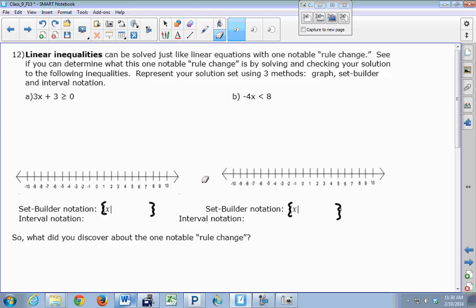There's one difference between solving inequalities and solving equations. So you could think of this as 3x plus 3 equals 0 and -4x equals 8 if you want, but there's going to be one rule change, one notable difference between solving these as an equation and solving these as inequalities. So at your seats, work these out together, see if you can agree, and then we'll discuss them in like 5 minutes.